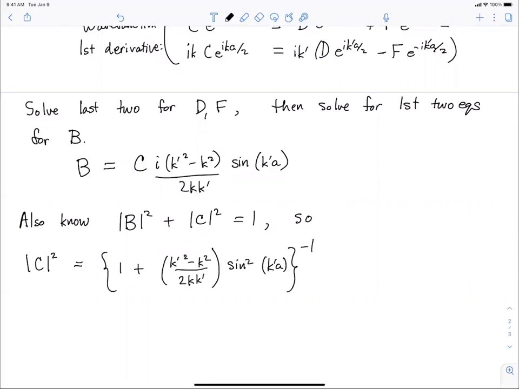So notice the idea is I didn't ever bother solving for B, C, D, and F. I only solved for the magnitude of C squared. And then if I want the magnitude of B squared, it's just 1 minus that. Okay, and so this is the transmission coefficient. And then if you want the reflection coefficient, it's just 1 minus that.